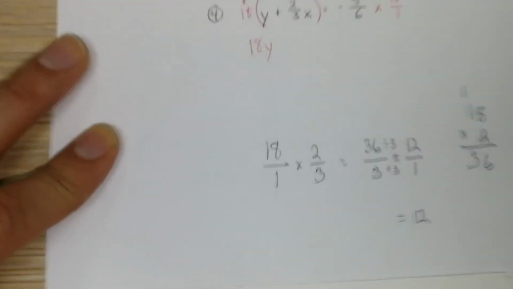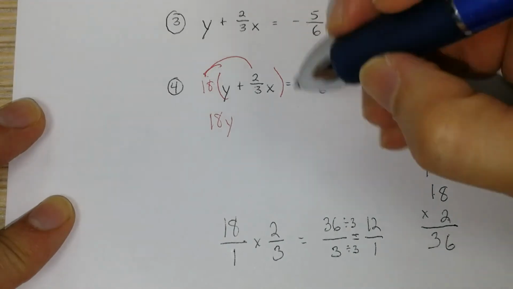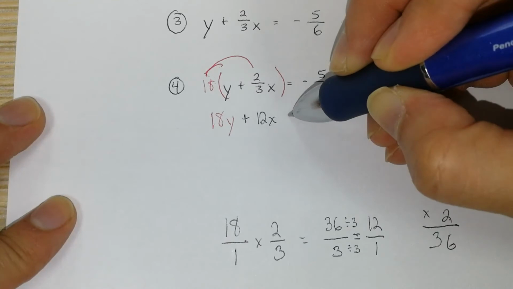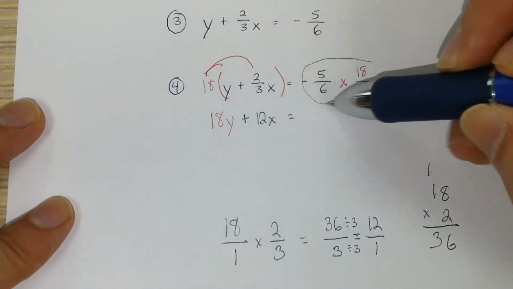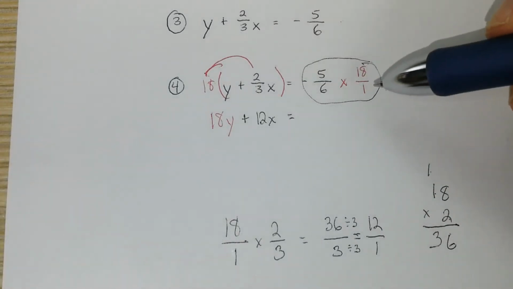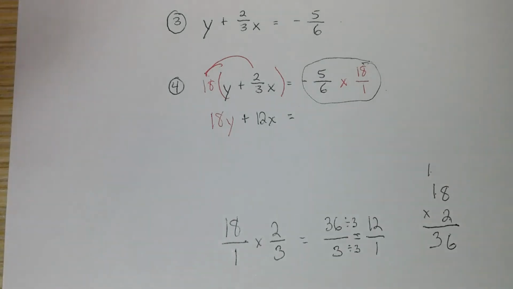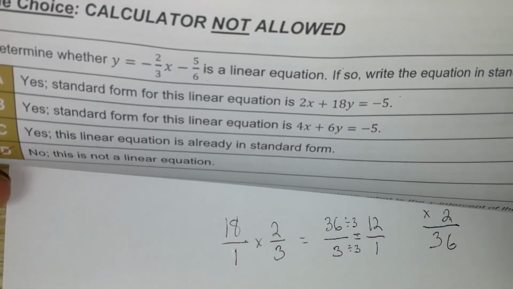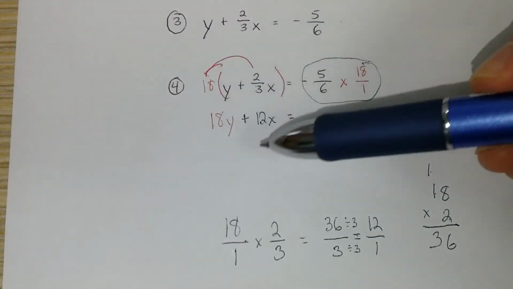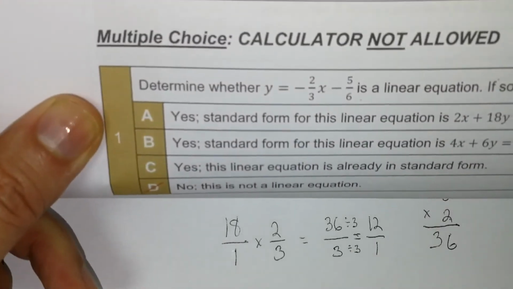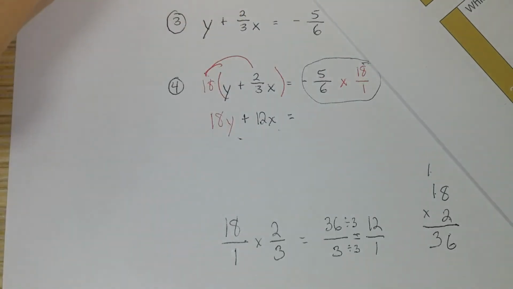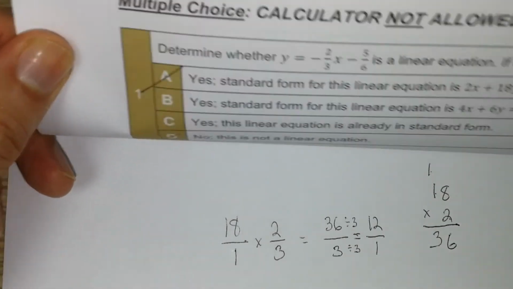So going back up here, when I multiply 18 by 2 over 3x, that gives me plus 12x equals, and even before you do the work in multiplying negative 5 over 6 times 18 over 1, I'm going to go back to my answer choices. Here I have 18y plus 12x. But in my answer choice A, it says 2x plus 18y. 18y plus 12x is not the same as 2x plus 18y. So I'm just going to save me some time and cross out answer choice A.